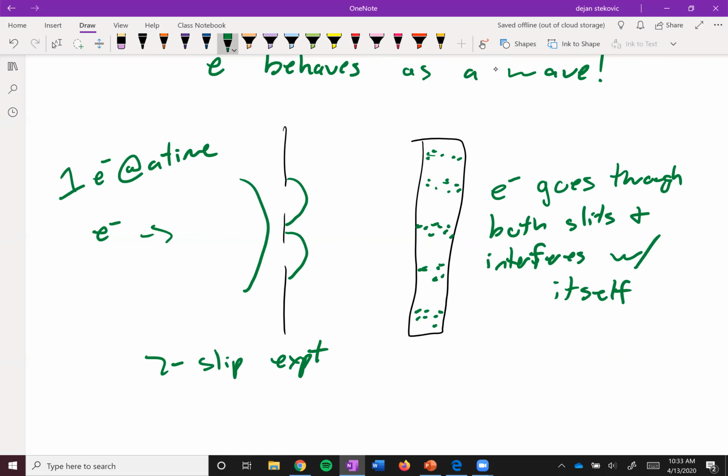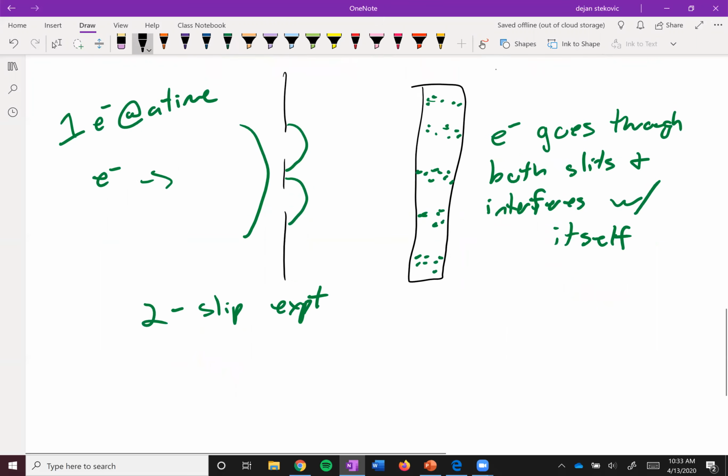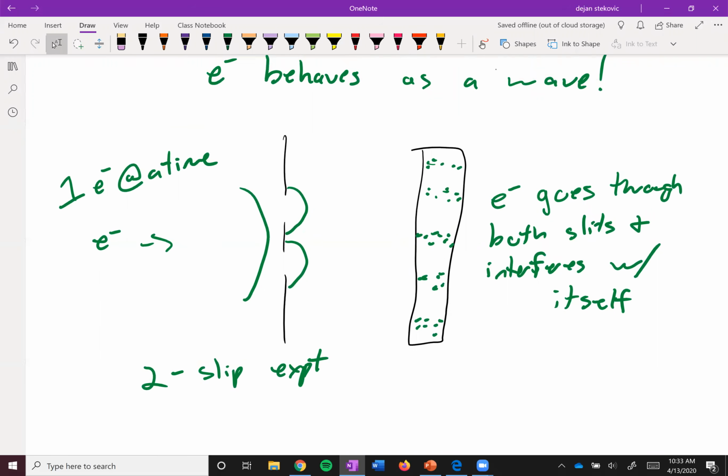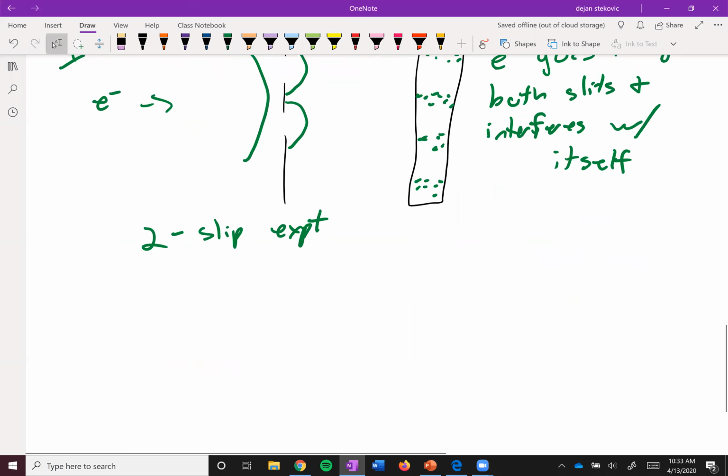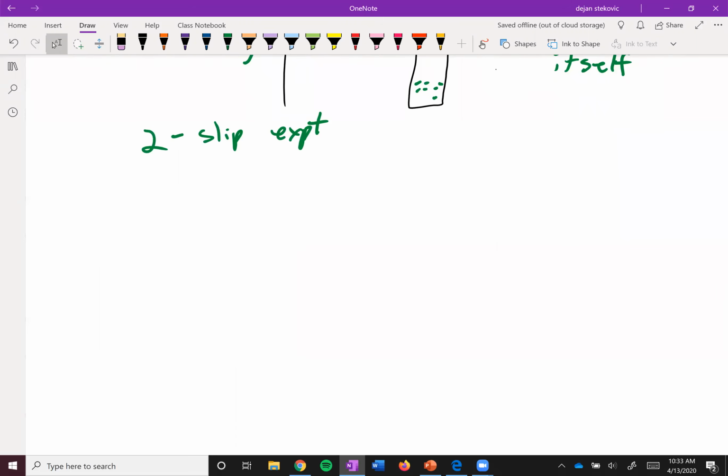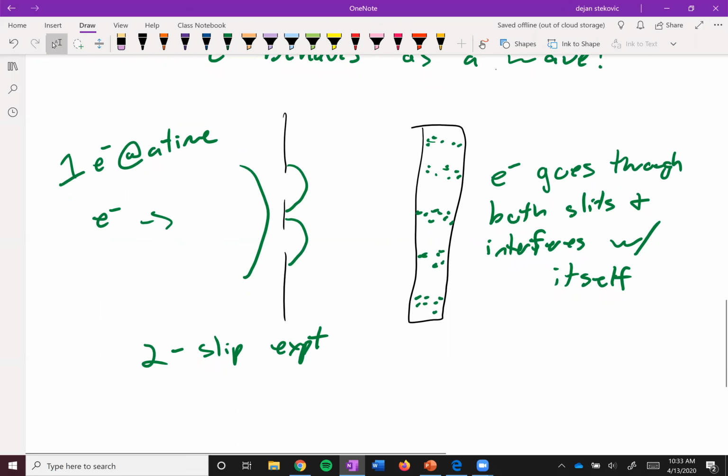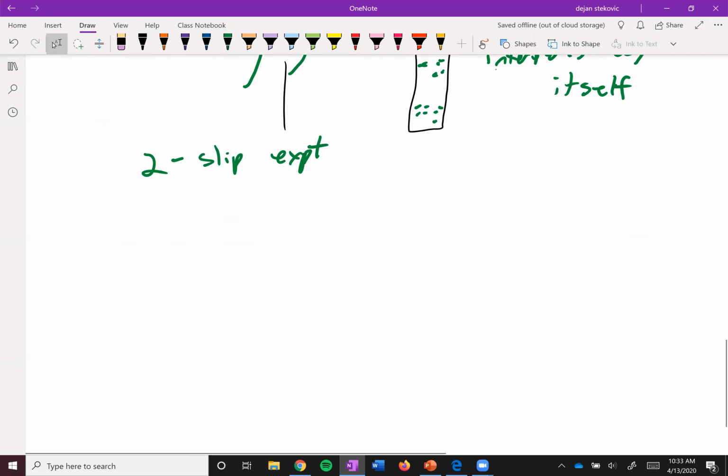You can actually recreate this with light using pretty simple stuff. So Google two-slit at-home experiment, and you can do this experiment yourself, and you'll see that light behaves like a wave. But so do electrons. And so this was a very revolutionary idea. A lot of people tried to disprove it, but they couldn't. It's true. The electron can sometimes act as a wave and sometimes as a particle.